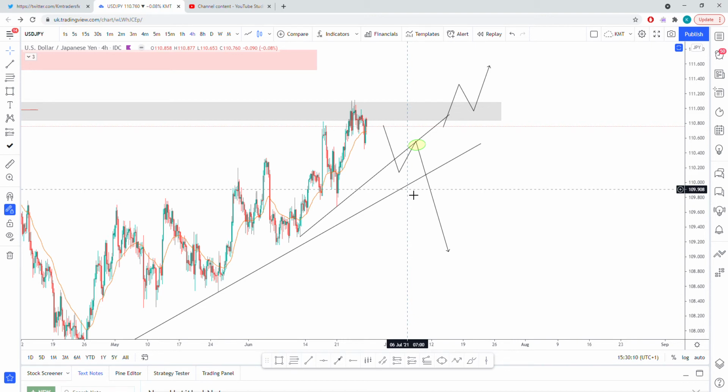So in my opinion, with USD JPY, I'm kind of putting this on the back burner, but I am keeping it in mind for any potential sell-off opportunities.